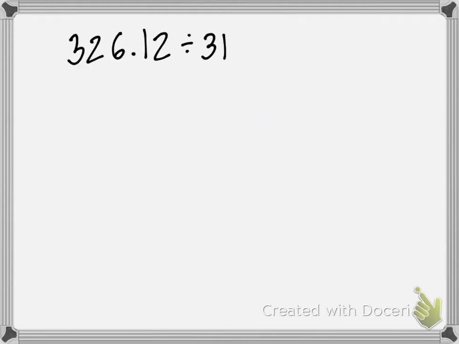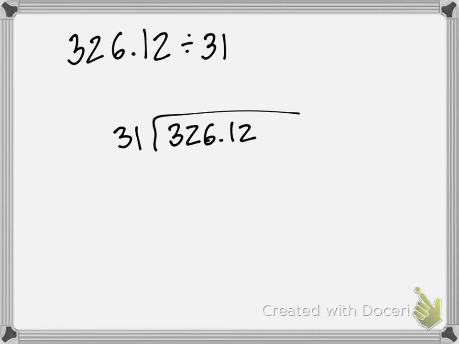How about this one, you guys? This is a big number. 326 and 12/10 divided by 31. Lucas, I want you to set this up for me. What number goes inside the house? 326 and 12/10. Great academic language. So our 31 goes outside.